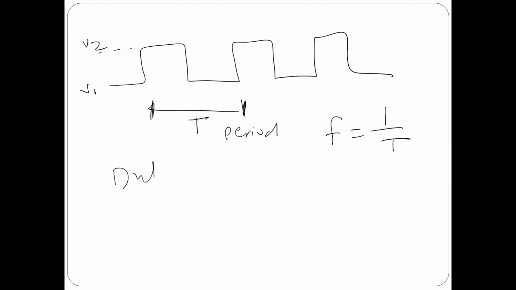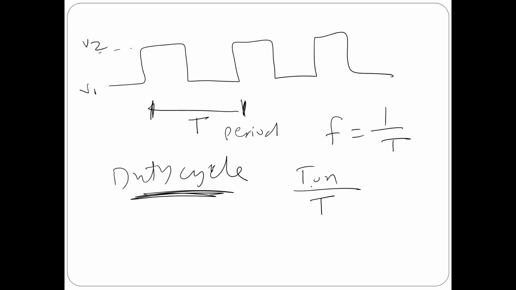There is another term I want to explain here. It's called the duty cycle. The duty cycle is actually T on divided by the total T. This is the T on. How big is this time over all time? You can multiply by 100 to make it a percentage.